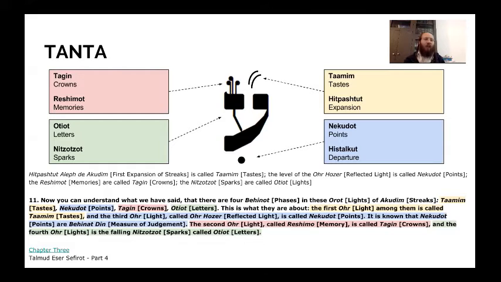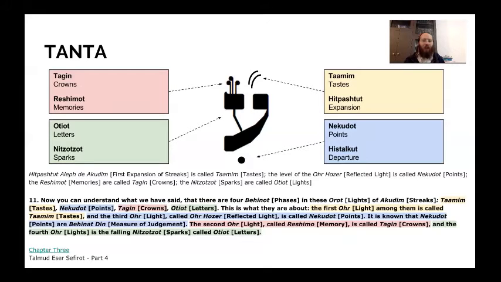11. Now you can understand what we have said, that there are four Behinot, phases, in these Orot, lights, of Akudim, streaks: Taamim, tastes; Nekudot, points; Tagin, crowns; and Otiyot, letters. This is what they are about.